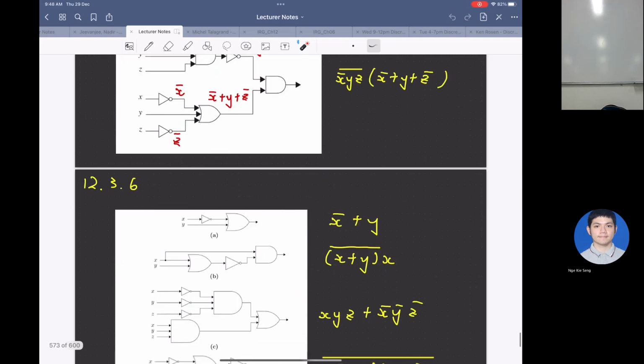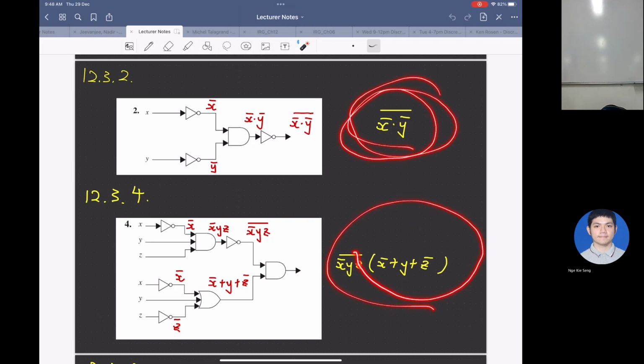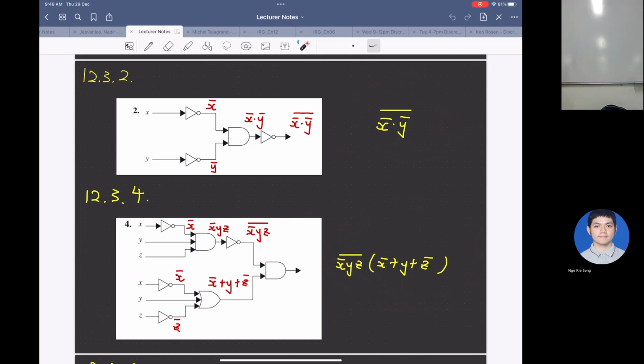12.3.2 and 46, 12.3 section. I think this one is a repetition from the propositional logic, so it should be simple. The idea for this section is, whenever you see this expression here, you should have a logic gate behind your mind. You should have this kind of picture behind you. And then the task of this section is to minimize it.